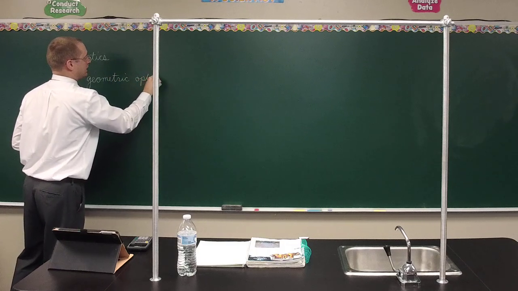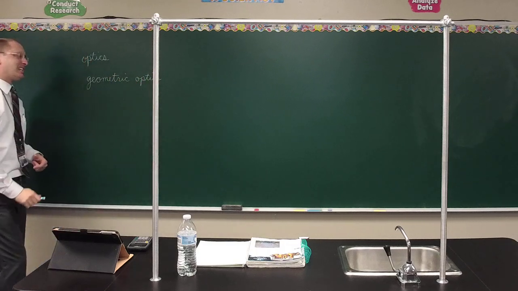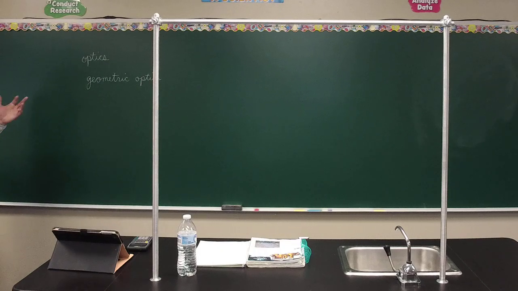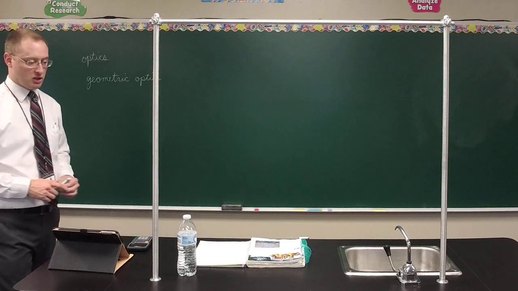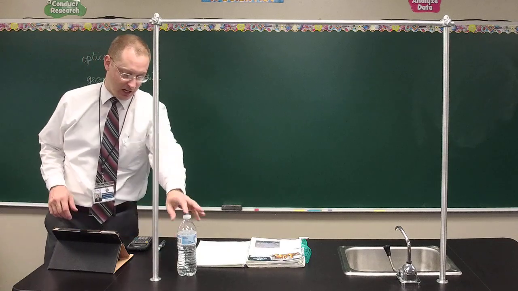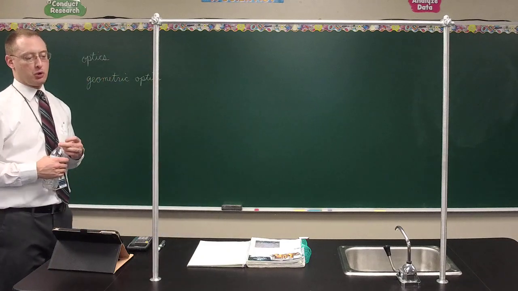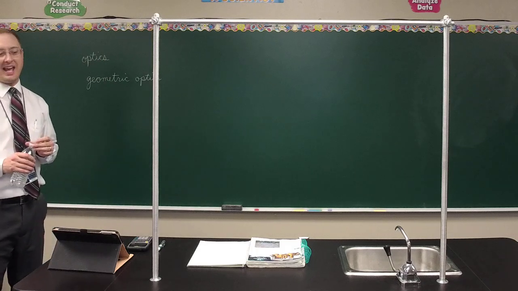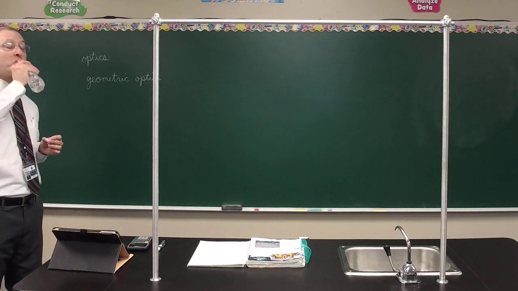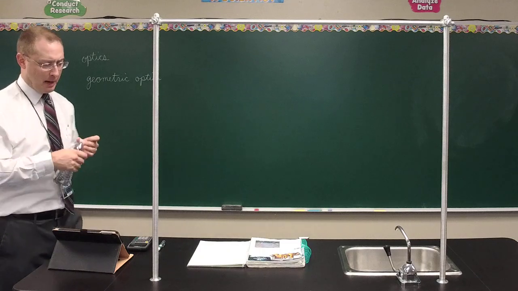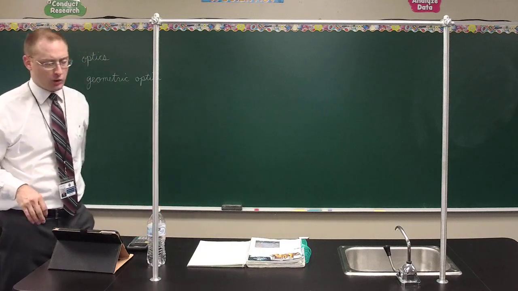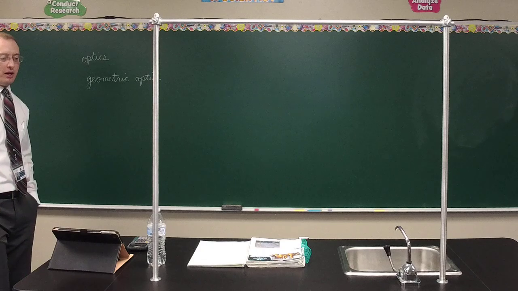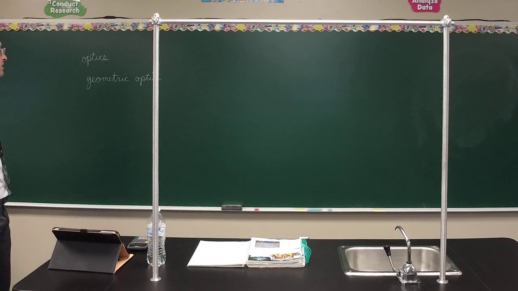Geometric optics. There's 2 ways to look at light in a sense, and we're going to approach it, first of all, from the geometric optics viewpoint. Geometric optics treats light as an infinite number of individual parallel rays.